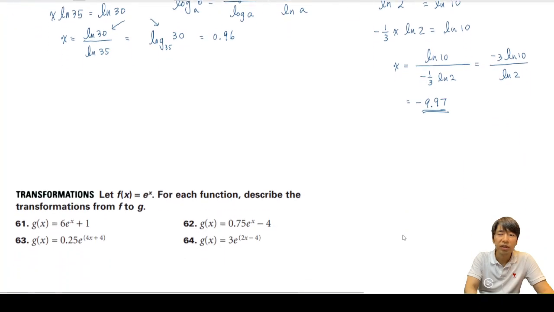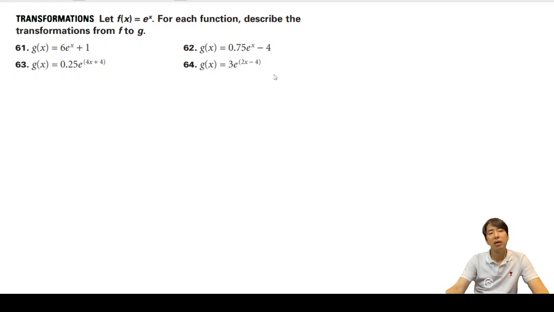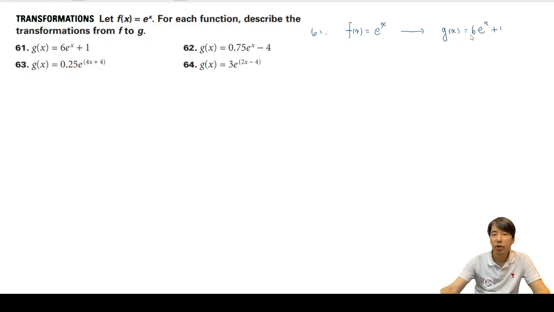Let me move to the next block. Transformations. Let f of x is equal to e to the x. And for each function, describe the transformations from f to g. So we're going from this function, the exponential function, to g of x. All right, so for 61, g of x is 6 times e to the x plus 1.